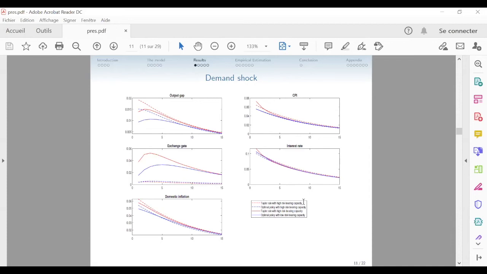So what we see here, first, after the demand shock, obviously the output gap increases, increasing domestic inflation, CPI, and the central bank increases the interest rate. What is interesting here is what happens on financial markets. So we have two channels here.